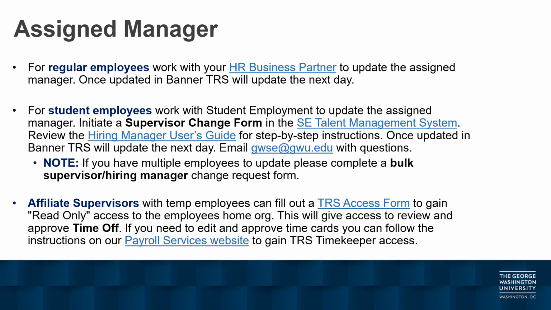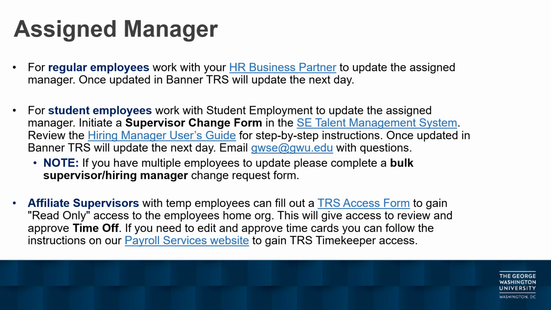Assigned manager. For regular employees, work with your HR business partner to update the assigned manager. Once updated in Banner, TRS will update the next day. For student employees, work with student employment to update the assigned manager. Initiate a supervisor change form in the SC Talent Management System. Review the Hiring Manager's User's Guide for step-by-step instructions. Once updated in Banner, TRS will update the next day.